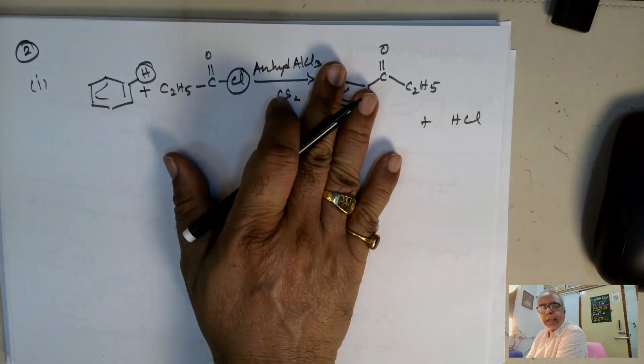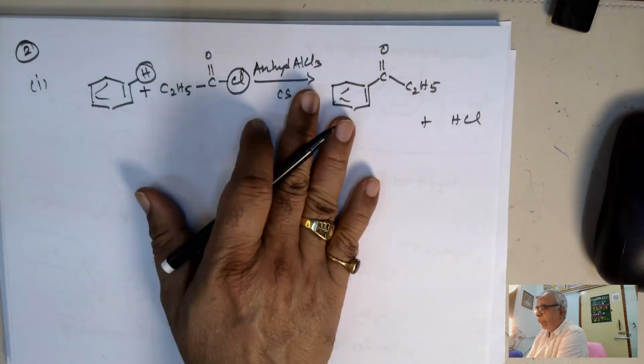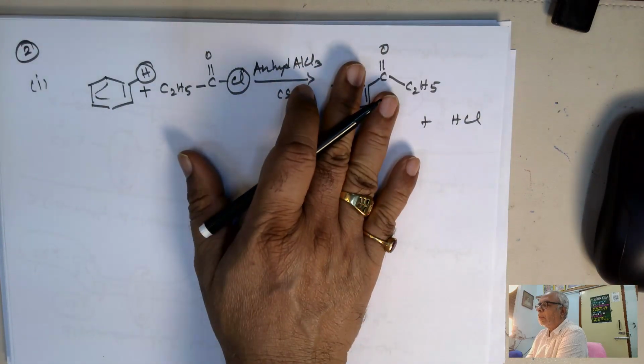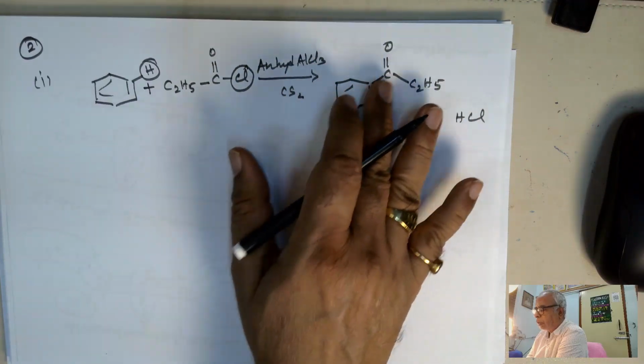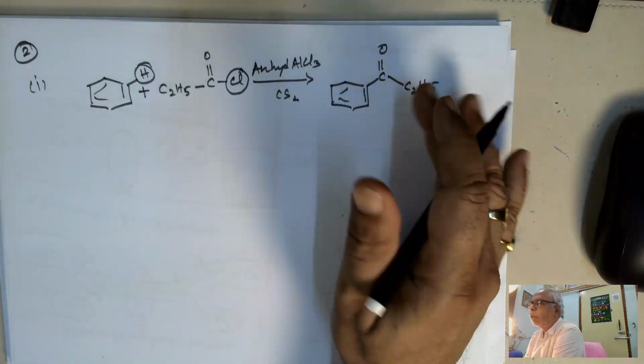Because there are three carbon atoms, and the phenyl group is joined to the first one. So phenyl propanone. And where is it joined? It is joined in the first position. So 1-phenylpropanone.